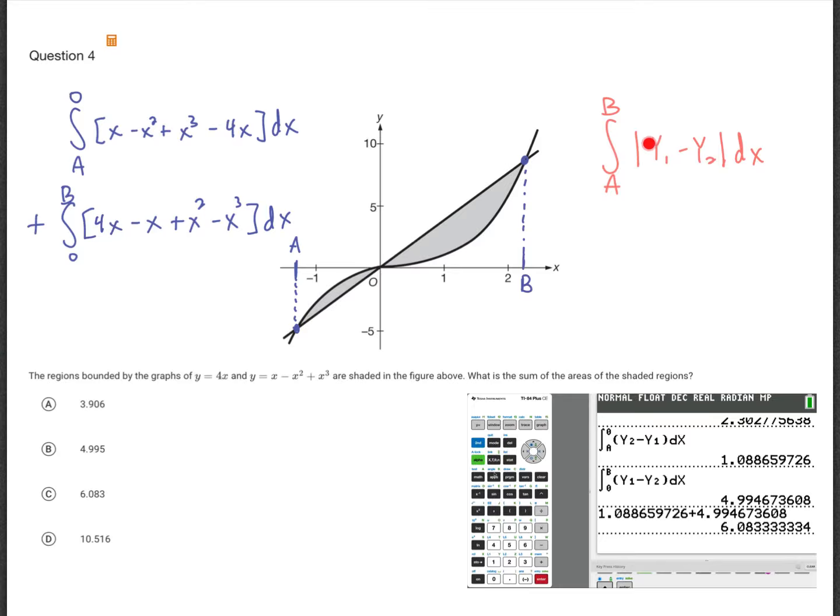So it'll just give the absolute value. It won't worry about any area if you subtract that would be negative, it'll make it positive. So here, let's see in the calculator how to do that.